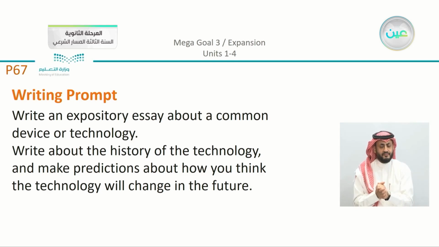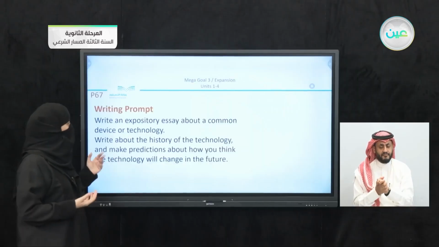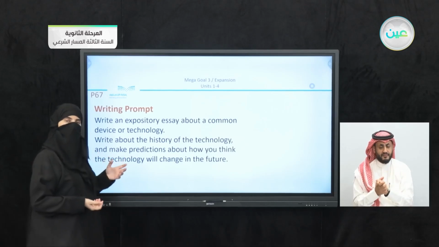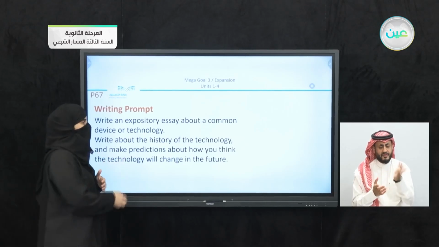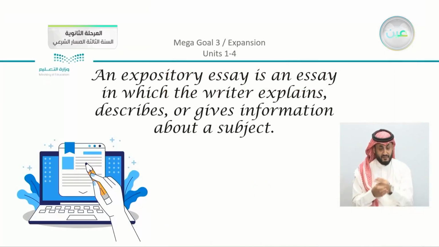Write about the history of the technology and make predictions about how you think the technology will change in the future. So you are going to choose, first of all, a common type of technology or a device, and you are going to write about it. Just to make sure that you are on track, an expository essay is an essay in which the writer explains, describes, or gives information about a subject.